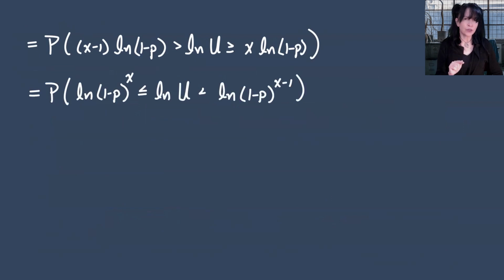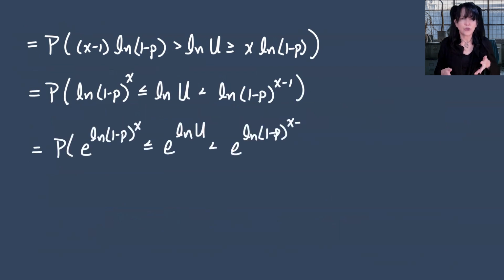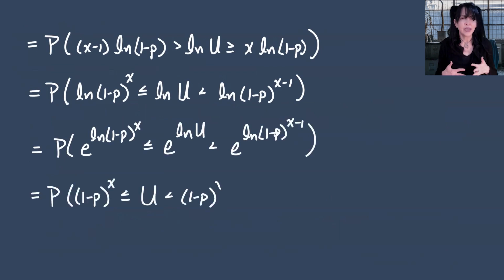Continuing with my goal to isolate that U, I'm going to take e to every part of this. E to the x is a monotone function, so if you have x less than y, then e to the x is less than e to the y, and so I will not disturb the inequalities when I take e raised to all parts of this. And now I have an e and a log, and I'll get cancellation. So I've got the probability that (1 minus p) to the x is less than or equal to capital U, which is less than (1 minus p) to the x minus 1.